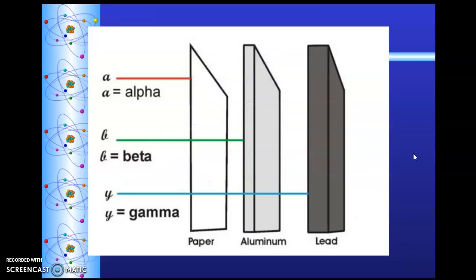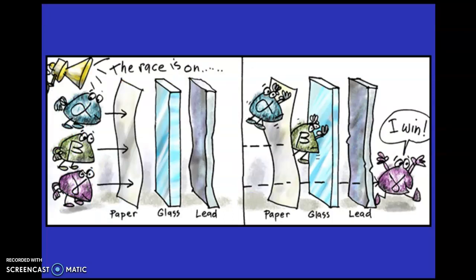Okay, so here is a good slide that shows you the types of radiation and their penetrating ability. Alpha cannot penetrate paper. Beta can, but it cannot penetrate aluminum. Gamma can penetrate paper and aluminum, but cannot penetrate lead or concrete. So these are some good images to look at to see their penetrative ability.